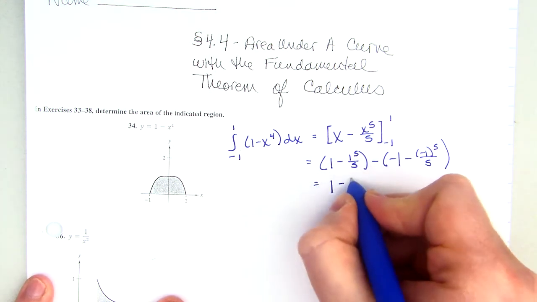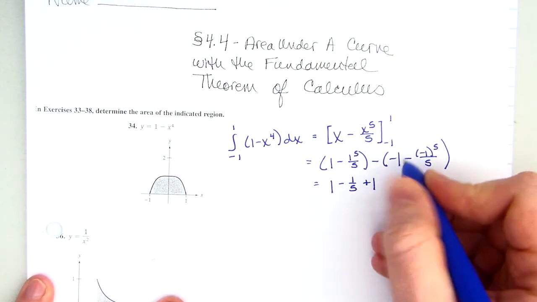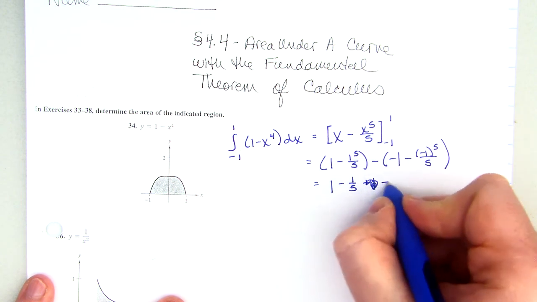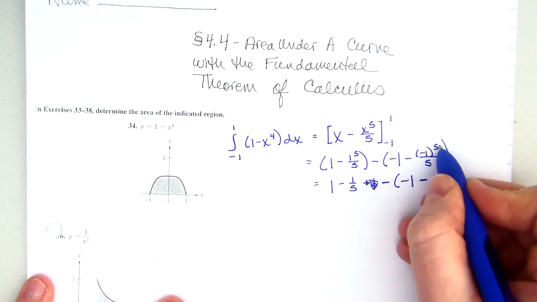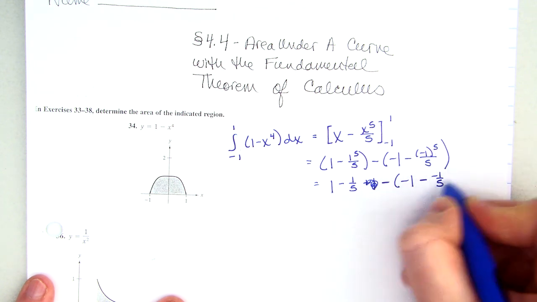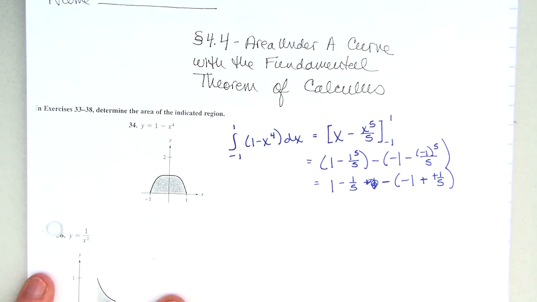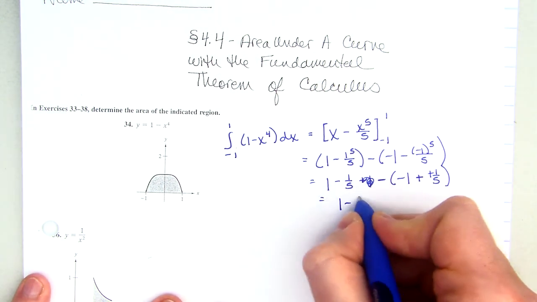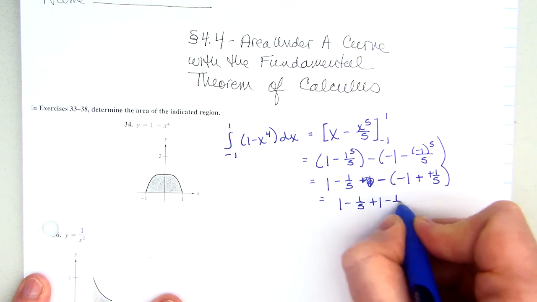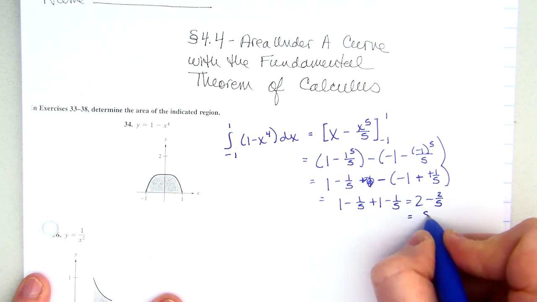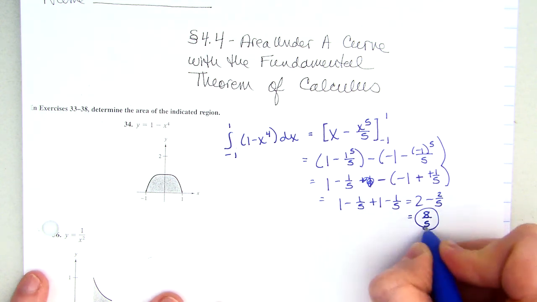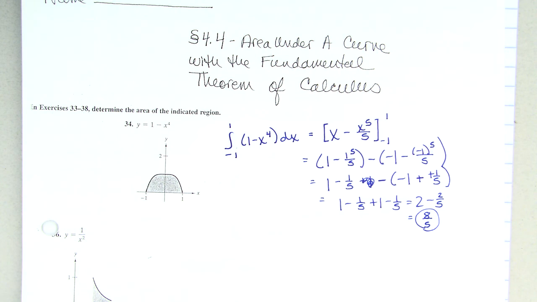So 1 minus 1/5 plus 1, oh, I shouldn't have done that. Why don't I just keep going with the parentheses for right now? Minus negative 1 minus, okay, negative 1 to the fifth is negative 1. I'm going to get some double negatives over there. This is 1 minus 1/5 plus 1 minus 1/5. I'm thinking 2 minus 2/5 or 10/5 minus 2/5. How about 8/5? Does that seem right? Oh, that's what I got the last time I did this. 8/5. See if you can do the next one.